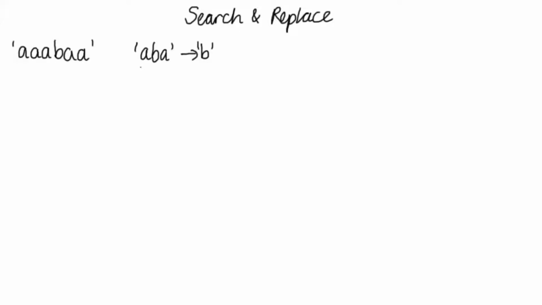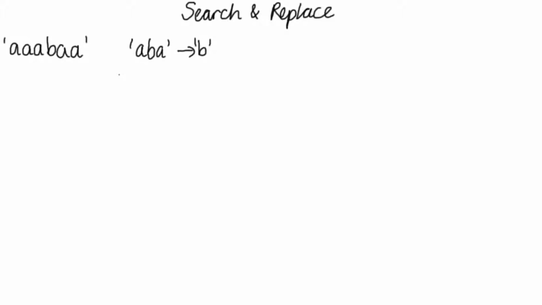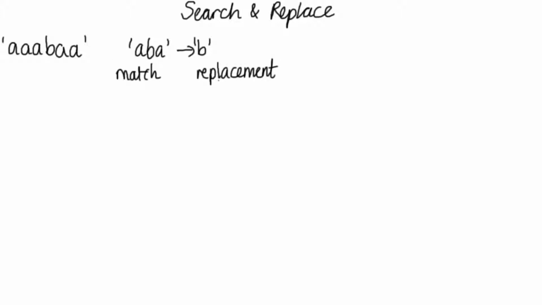For this question, you're asked to define two procedures. The first one takes a match as its input, along with a replacement, and it outputs some sort of structure which you'll be able to use in the second procedure, apply converter, which will change a string according to the match and replacement. I'll just do an example.